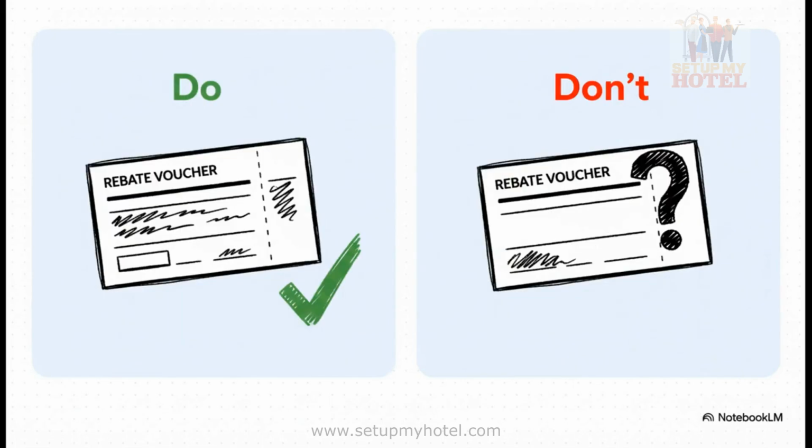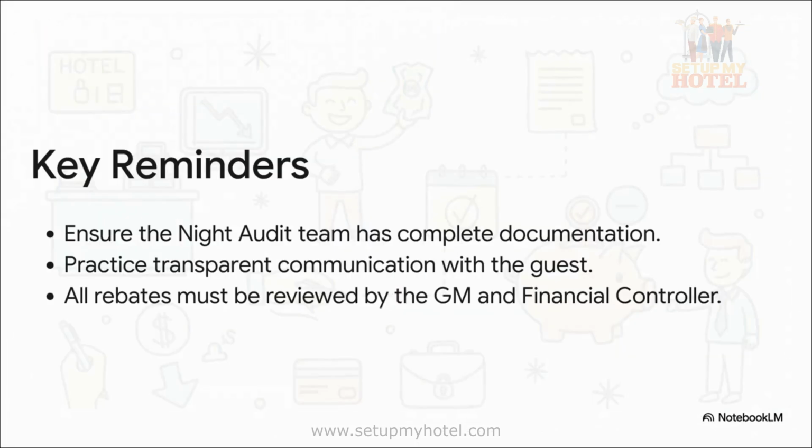And finally, documentation. You've heard it before. If you didn't write it down, it didn't happen. That rebate voucher needs a clear, simple explanation for why you did it. Leaving it blank is just not an option. This paperwork protects everybody involved. So just remember, get all your paperwork in order for the night auditors, always be open and honest with the guest, and know that every one of these allowances gets reviewed by the top brass. It's all about being accountable.